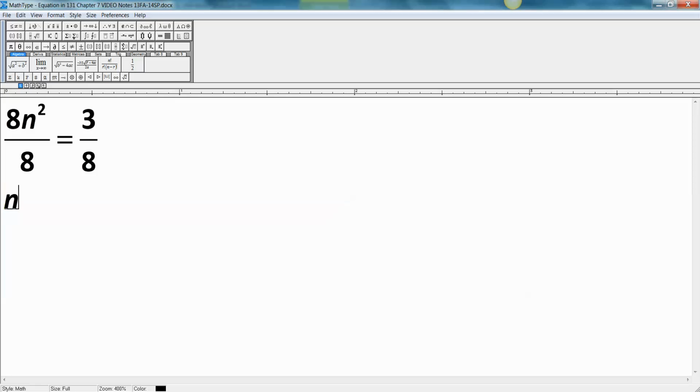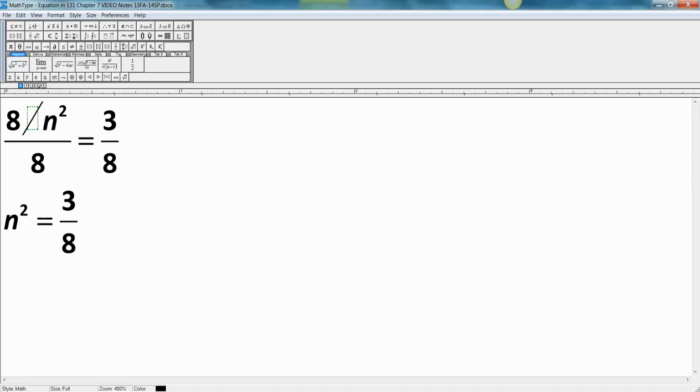You'll have n squared equals 3/8, right? Because these disappear because you divide 8 divided by 8.